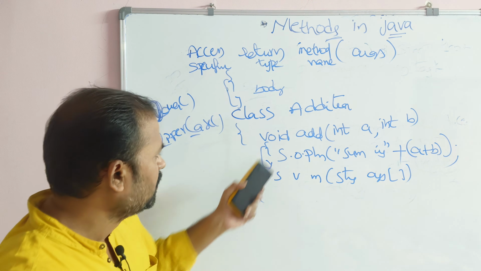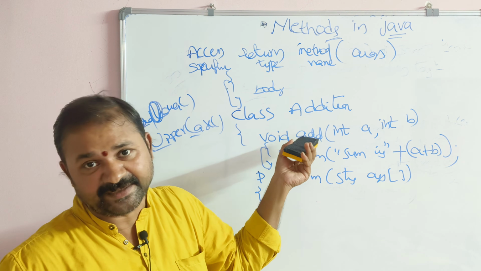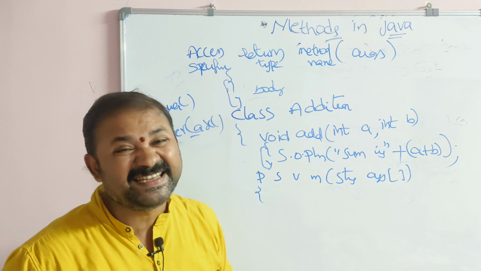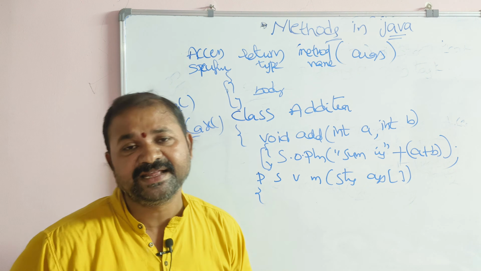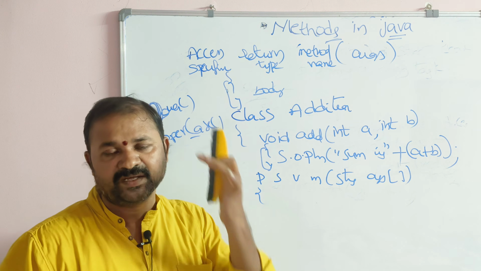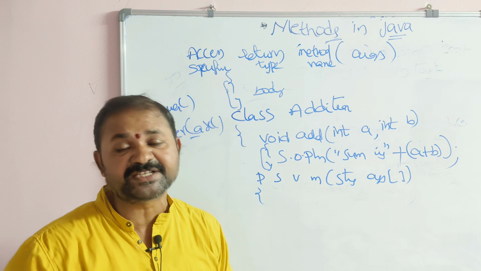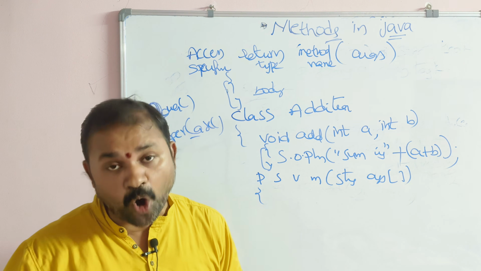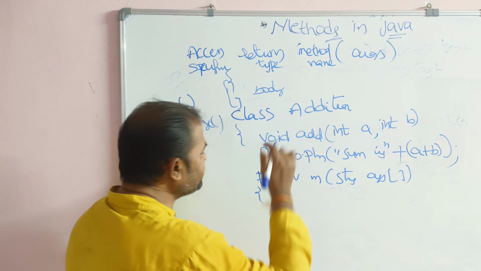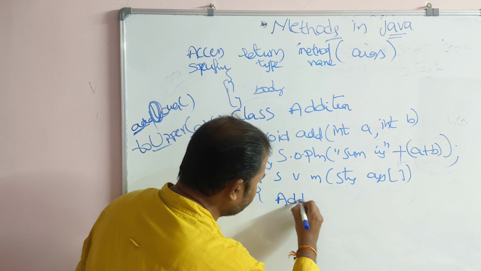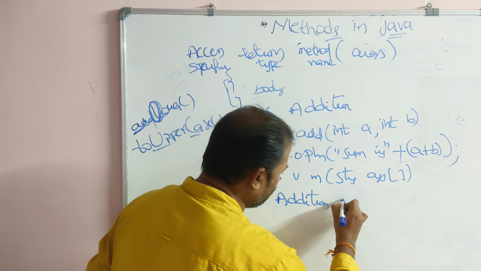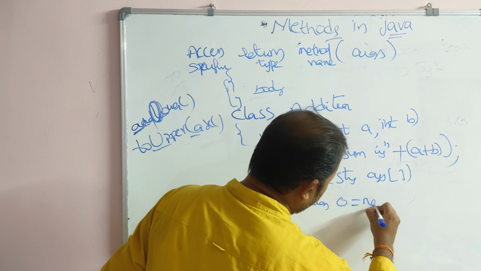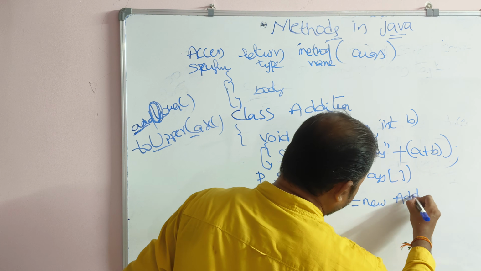Next we need to call this method. This method is called an instance method. If a method is declared inside a class, then it is called an instance method. In order to access the instance members, we must create the object. So here, what is the name of the class? Addition. Let the reference variable be o, equal to, let us create the object, new Addition.